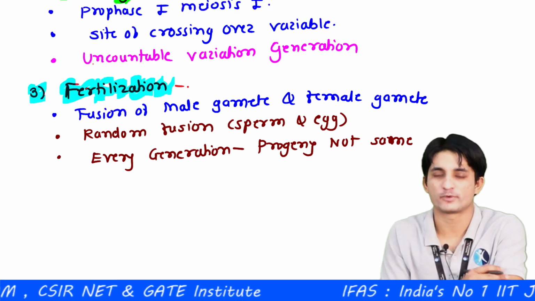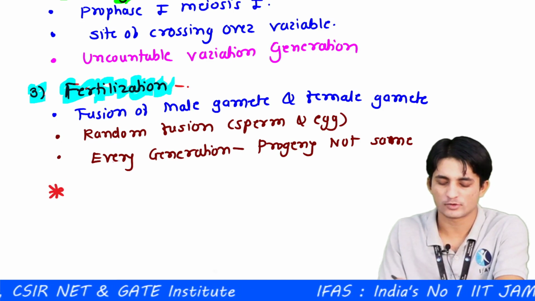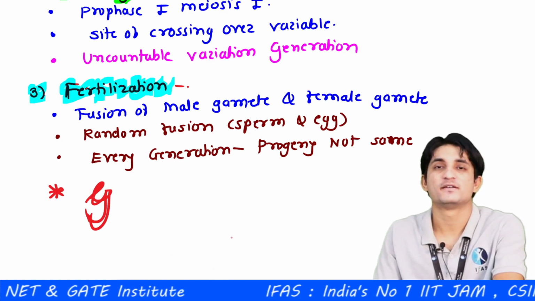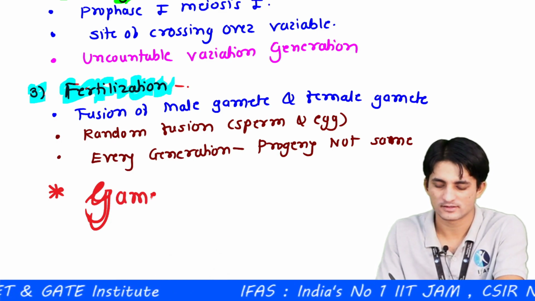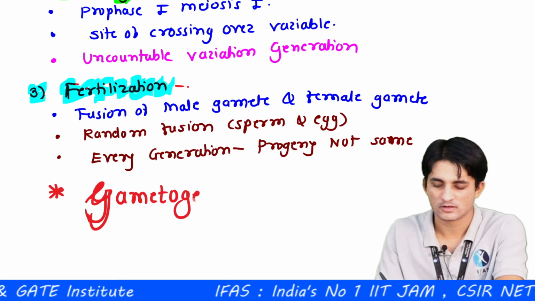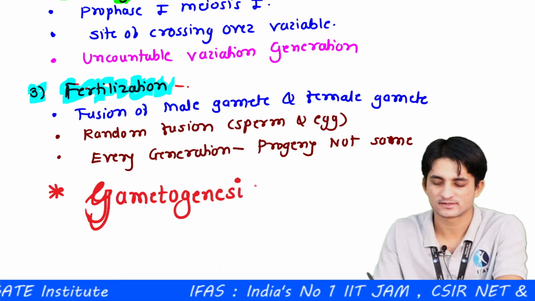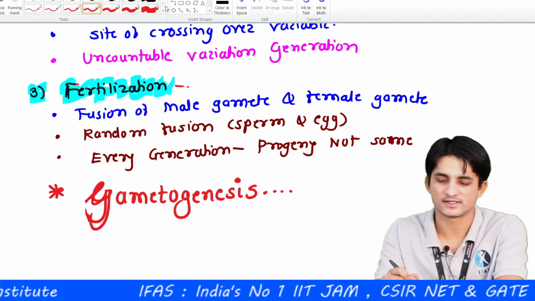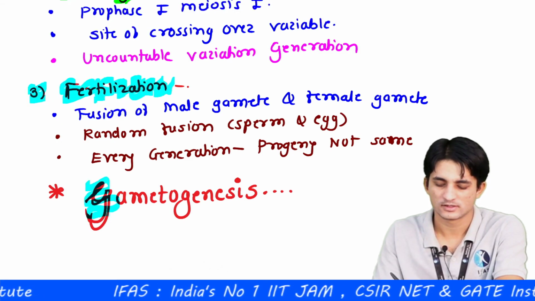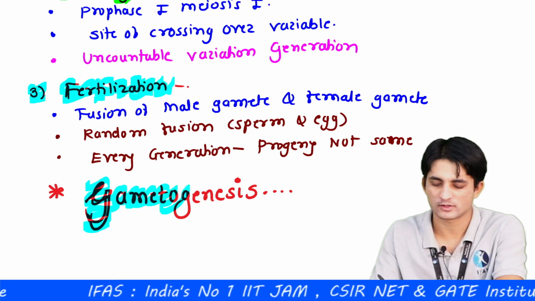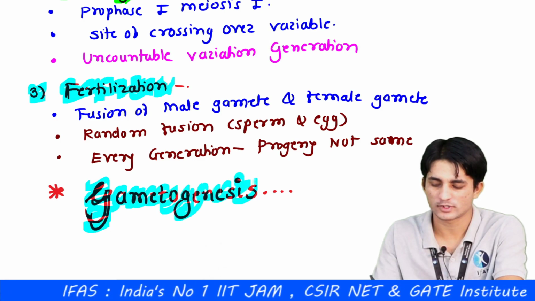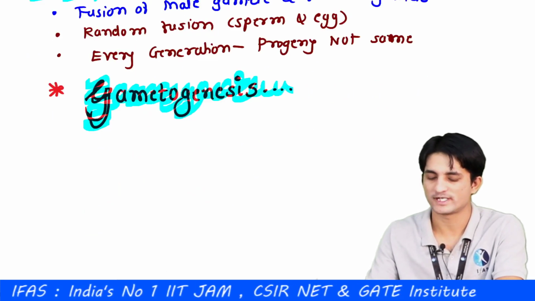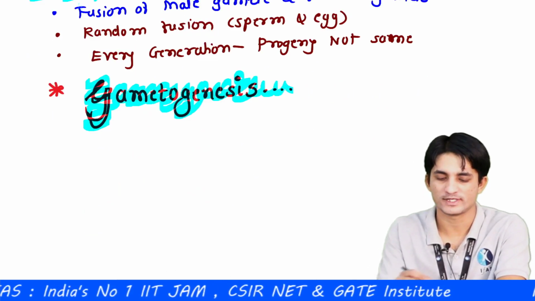Now in sexual reproduction we discuss the process. So one process that produces the variation is called gametogenesis. So one process in sexual reproduction that plays a major role in the production of variation is called gametogenesis. So what is gametogenesis and how does it occur?